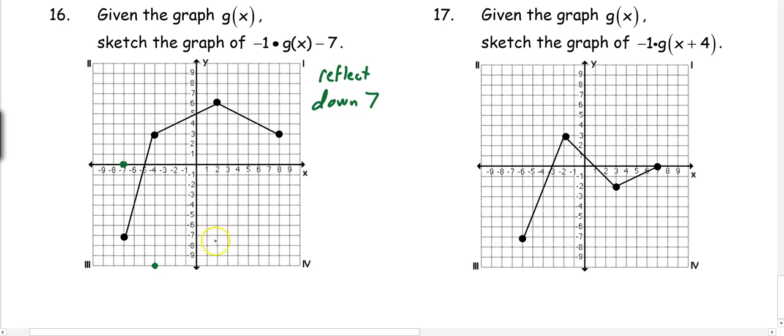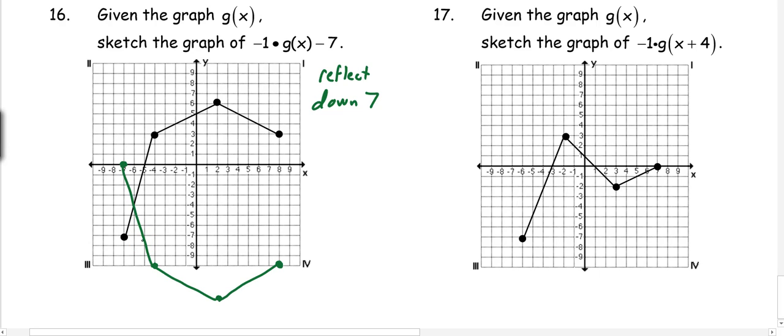We run out of room on the graph, so just try your best to estimate it. And then my last point, I'm going to go down 3 to the x-axis. So down 3 more, and then down 7 for my translation. And then I'm going to connect my dots.